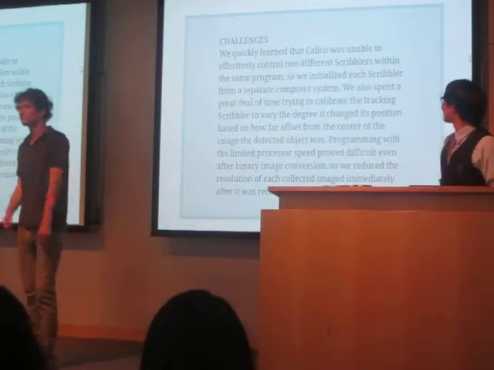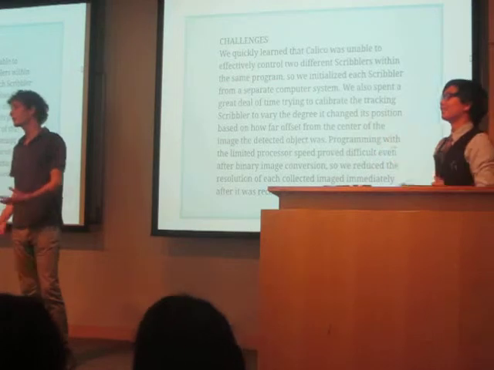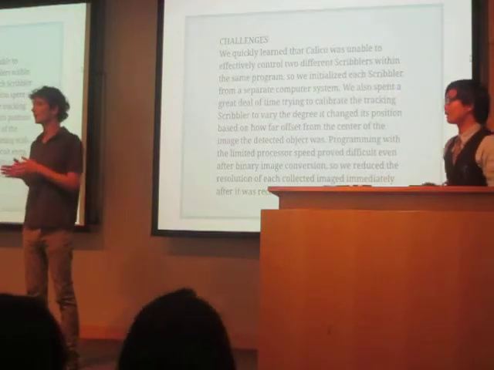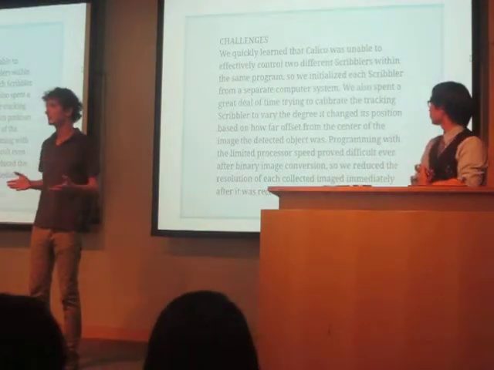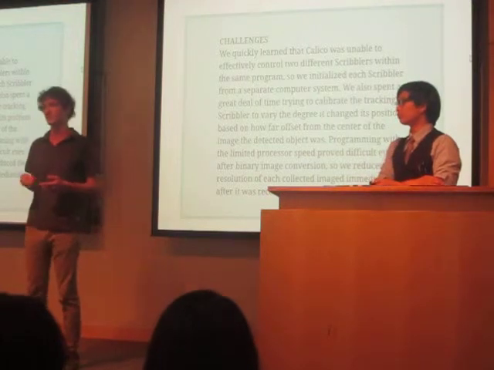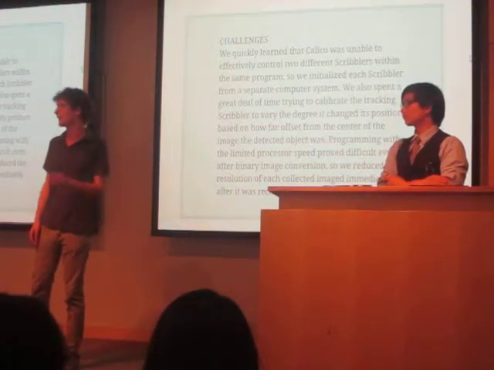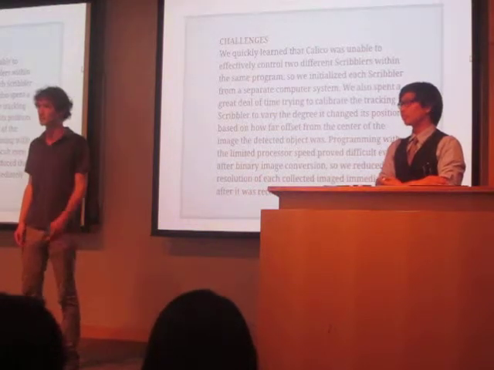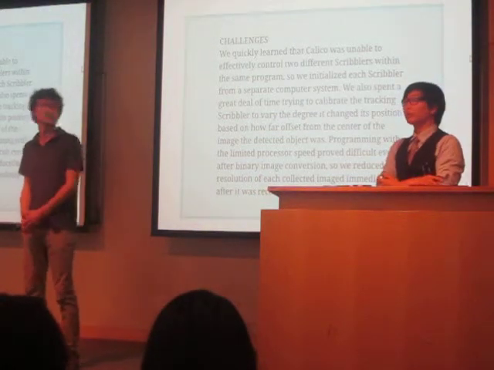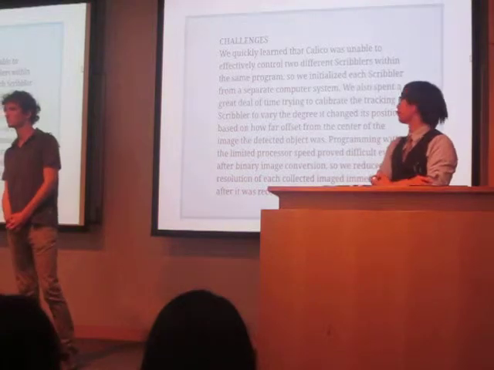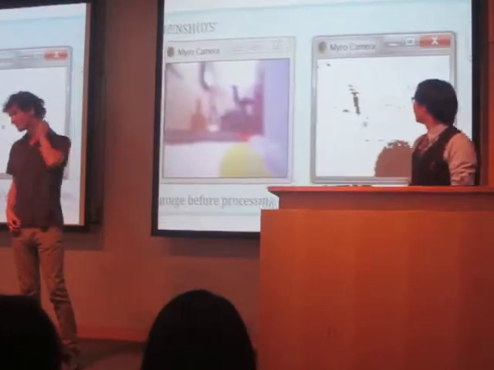One of the biggest challenges we encountered was that Calico cannot effectively load 2 Scribbler robots at the same time. Supposedly it can do this, but we actually tried it and we had errors with COM port connections and such. Also, we have to sacrifice a lamb every day for our Scribbler to work properly. Yeah, that was pretty tough.